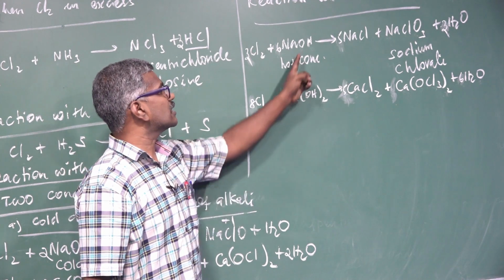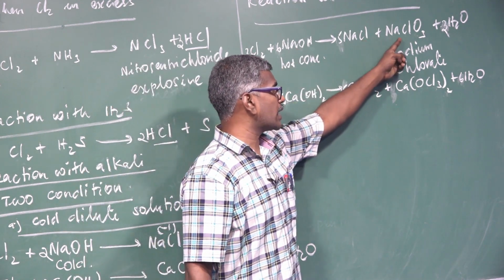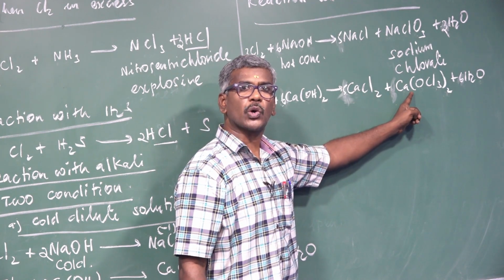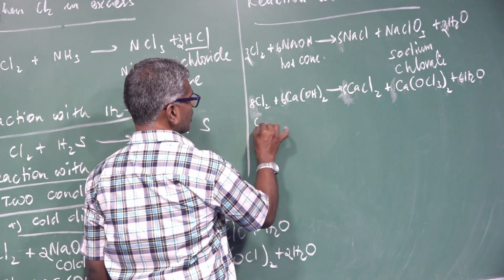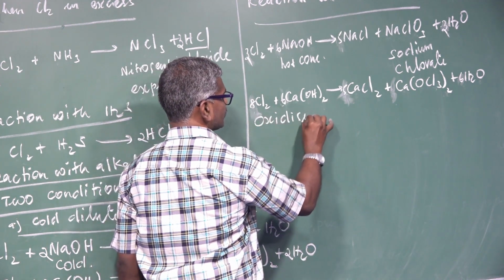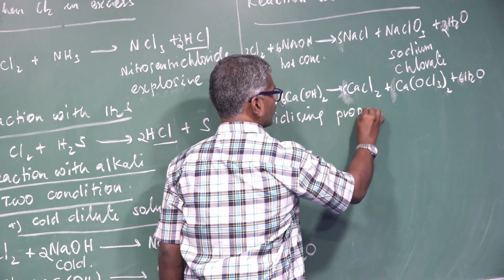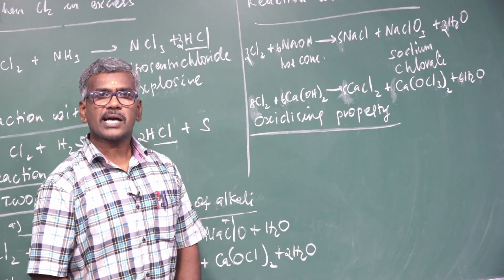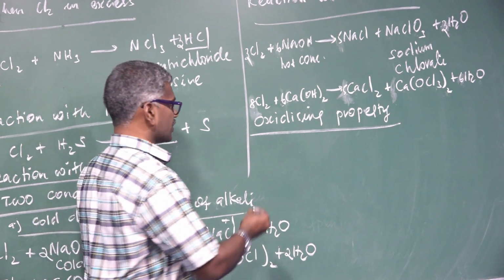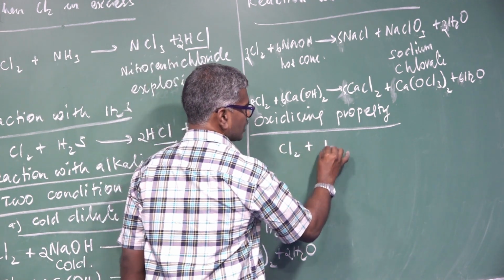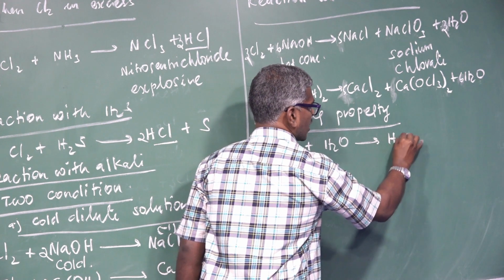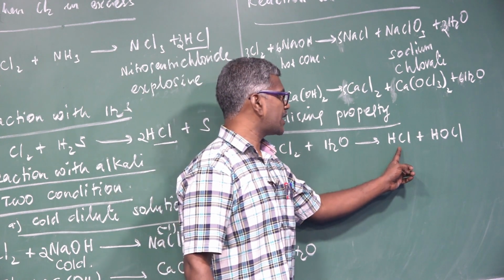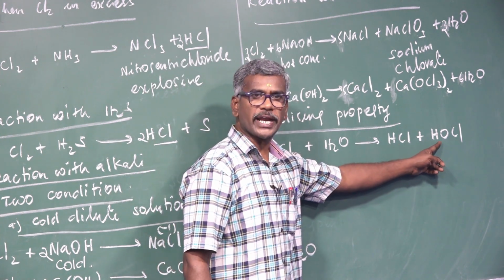So chlorine reacts with alkali, formation of sodium chloride and sodium chloride. Another one is sodium chloride, this one calcium chlorate. Next, reaction with oxidizing property. Chlorine acts as an oxidizing agent in the presence of moisture. Chlorine reacts with the moisture to form HCl and HOCl. Hydrogen chloride, this one is a hypochlorite.